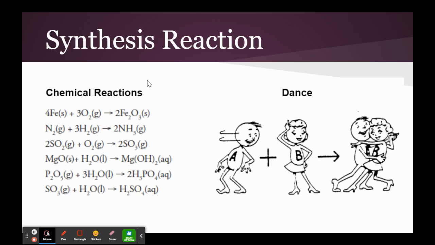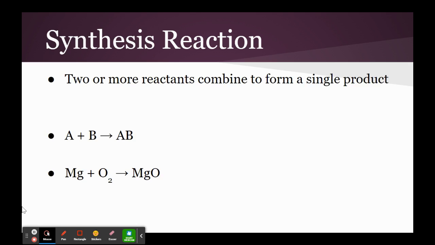So most of our types of reactions here we can relate to relationships. So when we're talking about a relationship in terms of a synthesis reaction, we would be starting off with 2 single people, and the product is them coming together to form a couple. So our definition for synthesis reaction is 2 or more reactants combining to form a single product.